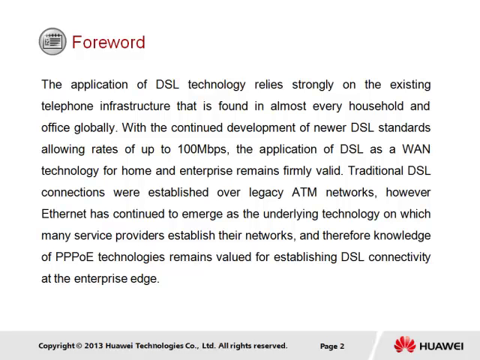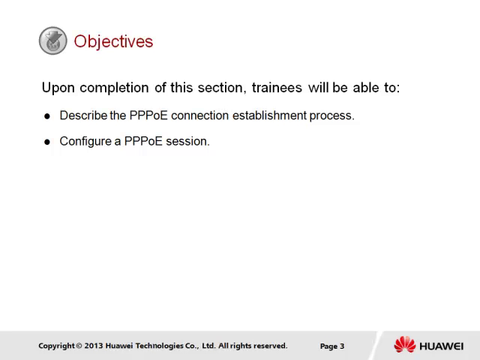Traditional DSL connections were established over legacy ATM networks. However, Ethernet has continued to emerge as the underlying technology on which many service providers establish their networks, and therefore knowledge of PPPoE technologies remains valued for establishing DSL connectivity at the enterprise edge. So upon completion of this section, it is generally expected that trainees will be able to describe the PPPoE connection establishment process as well as configure a PPPoE session.